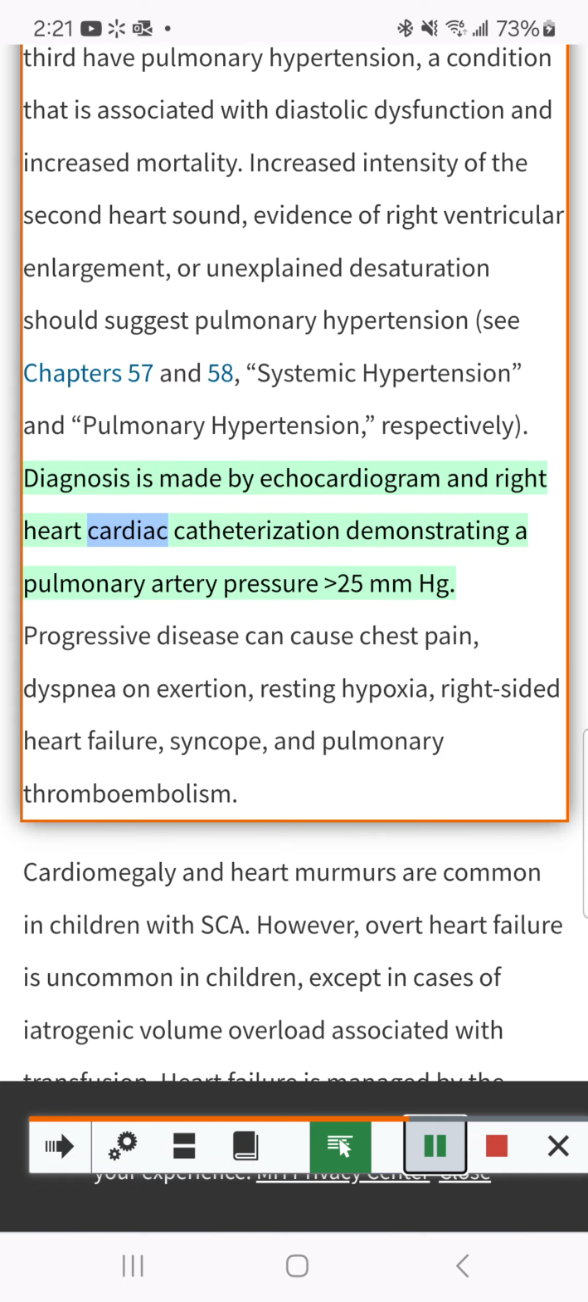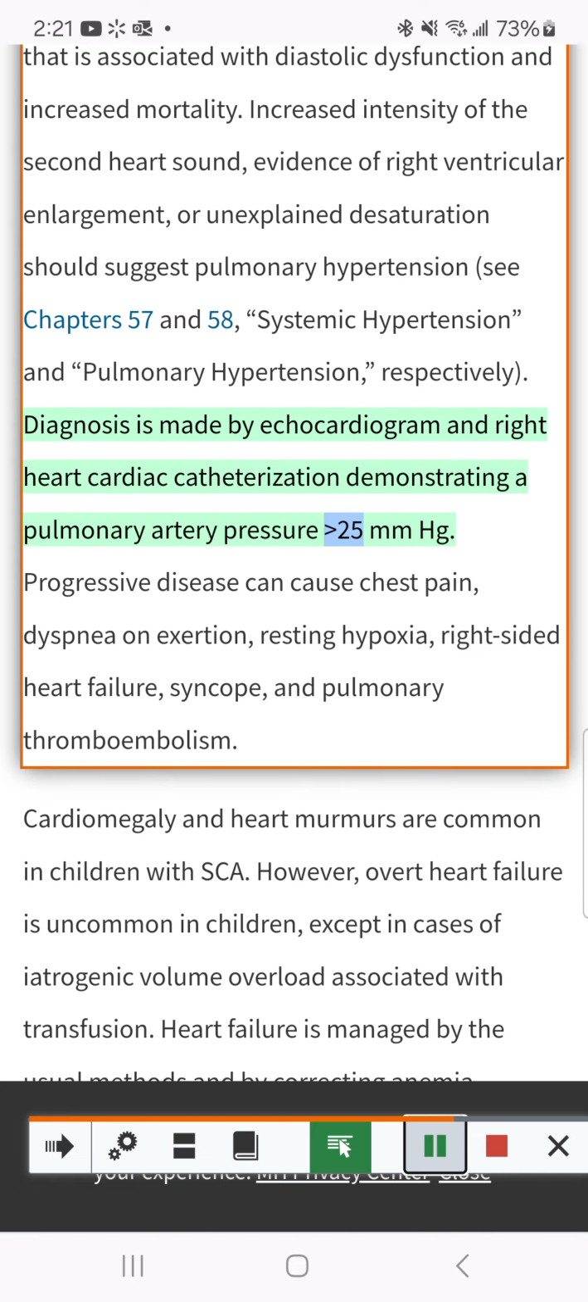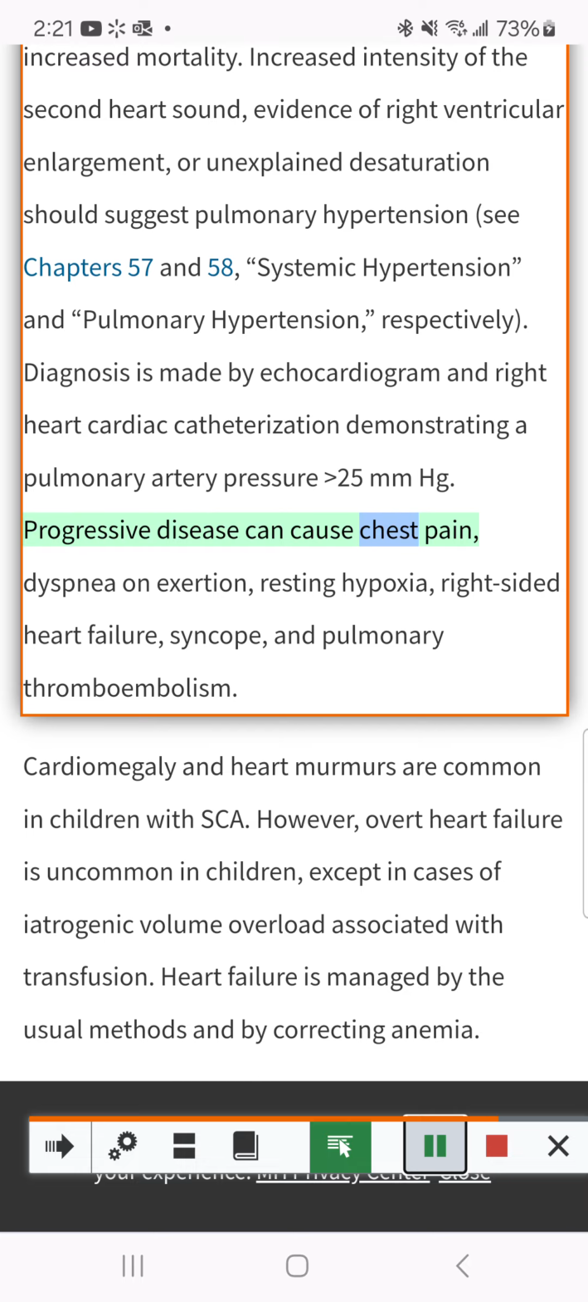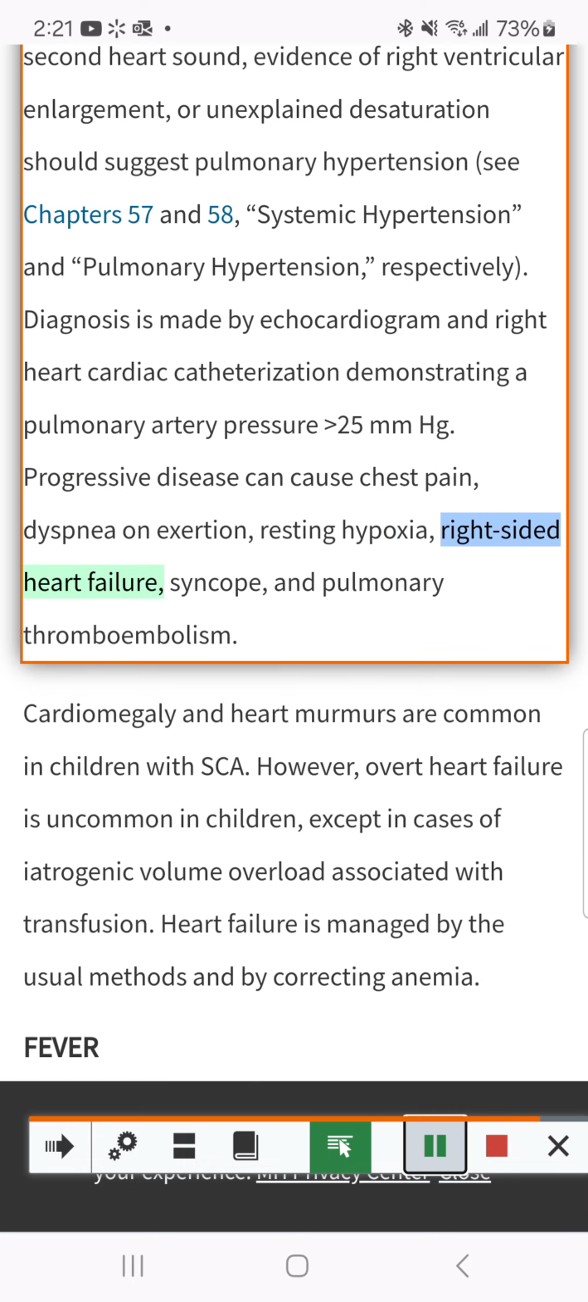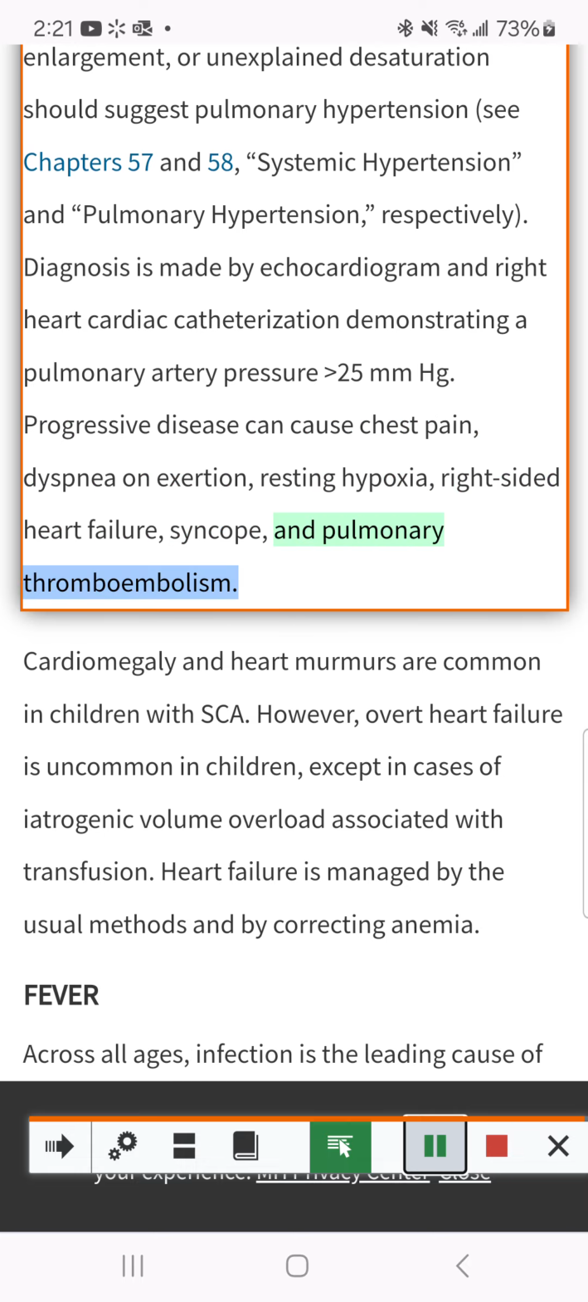Diagnosis is made by echocardiogram and right heart cardiac catheterization demonstrating a pulmonary artery pressure greater than 25 mmHg. Progressive disease can cause chest pain, dyspnea on exertion, resting hypoxia, right-sided heart failure, syncope, and pulmonary thromboembolism.